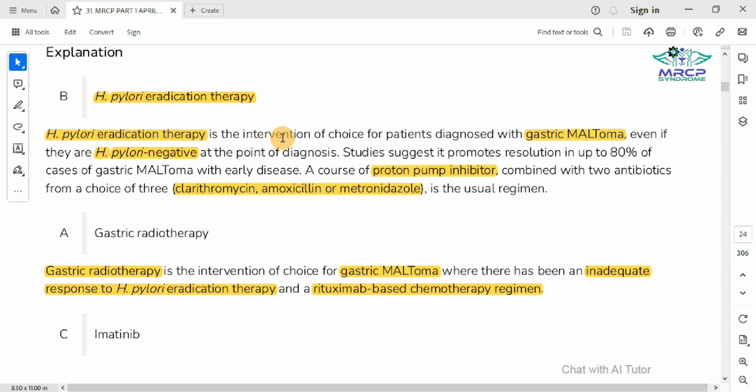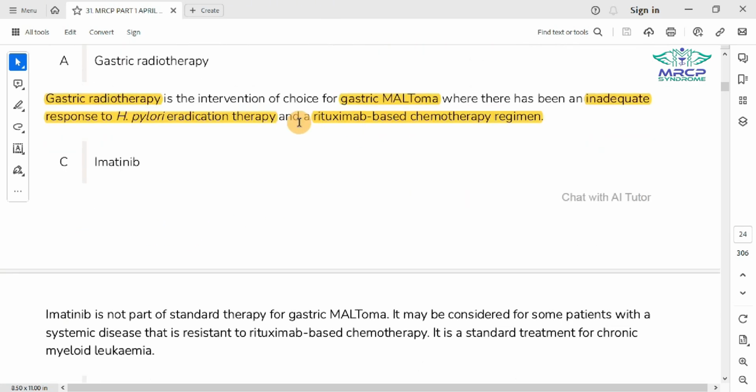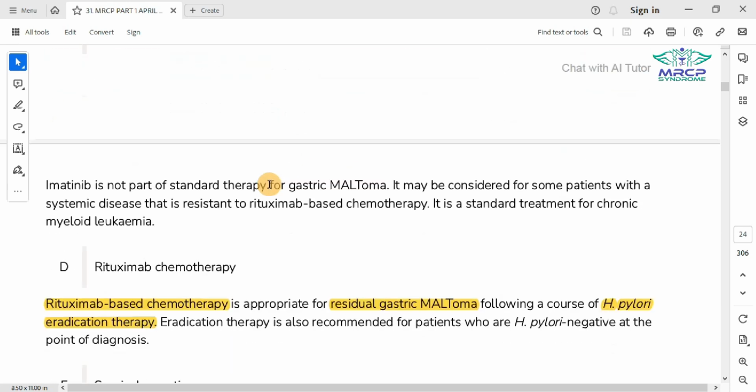H. pylori eradication therapy is the intervention of choice for a patient diagnosed with gastric maltoma, even if they are H. pylori negative at the point of diagnosis. Studies suggest it promotes resolution in up to 80% of cases of gastric maltoma with early disease. A course of PPI combined with 2 antibiotics from a choice of 3, clarithromycin, amoxicillin or metronidazole, is the usual regimen. Gastric radiotherapy is the intervention of choice for gastric maltoma where there has been an inadequate response to H. pylori eradication and the rituximab-based chemotherapy regimen.